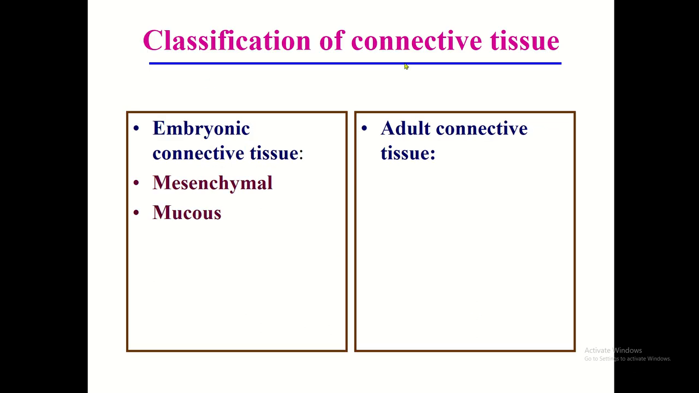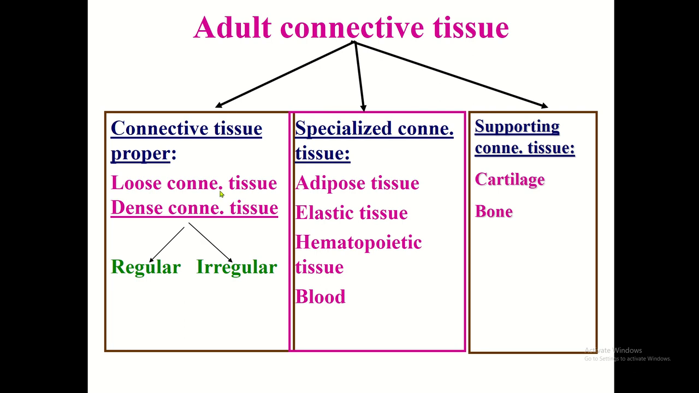The classification of connective tissue. Embryonic connective tissue is of two types: mesenchymal and mucosal. Adult connective tissue is of three types: connective tissue proper, specialized connective tissue, and supporting connective tissue. Connective tissue proper, or ordinary connective tissue, includes loose connective tissue and dense connective tissue. Dense connective tissue is again of two types: regular and irregular. Specialized connective tissue includes adipose tissue, elastic tissue, hemopoietic tissue, and blood. Supporting connective tissue includes cartilage and bone.